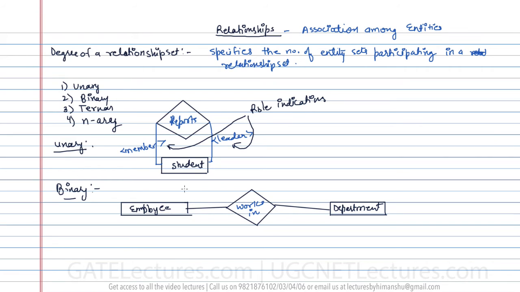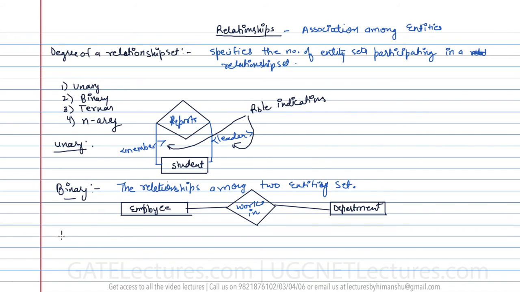In the case of a binary relationship, these are associations among two entities, or you can say among two entity sets. That is called a binary relationship.